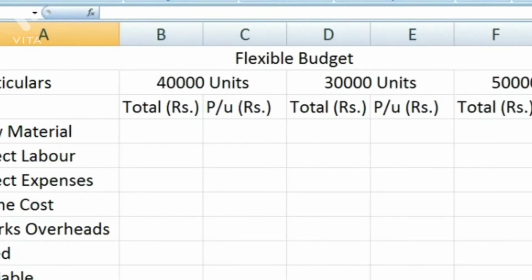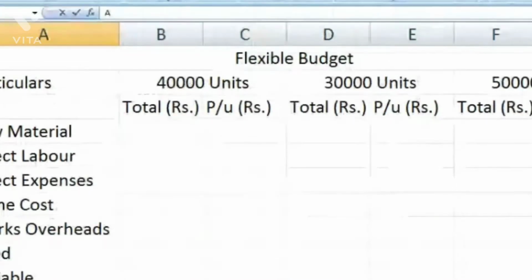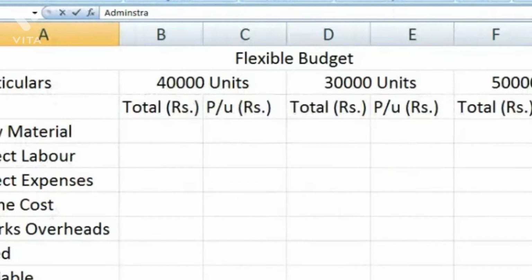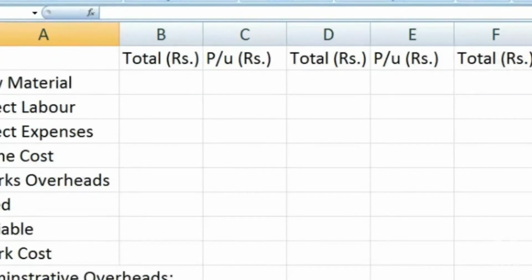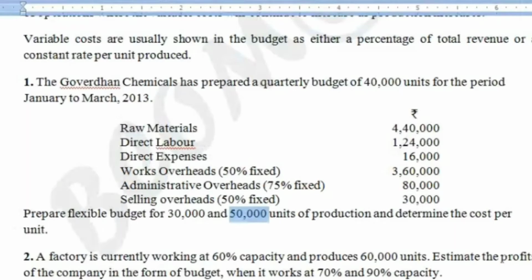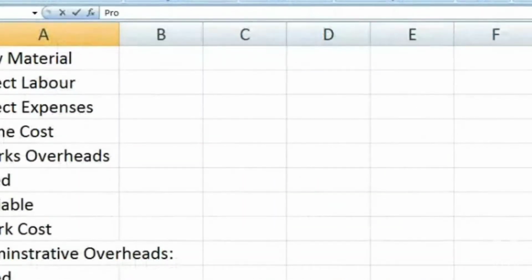Then another cost is administrative overhead. And now administration overhead is also classified into two categories, that is fixed and variable, right? Next is production cost.